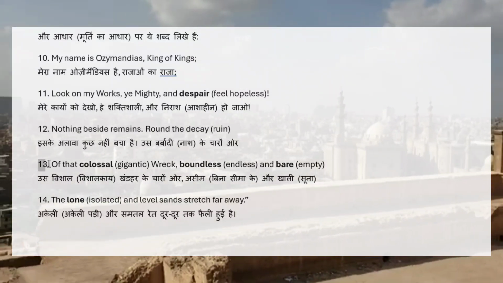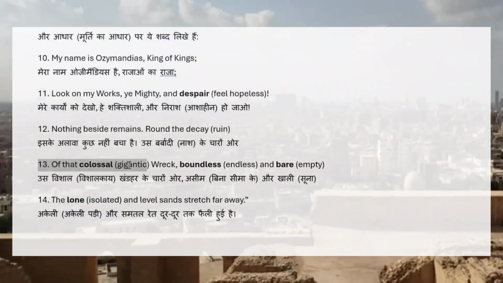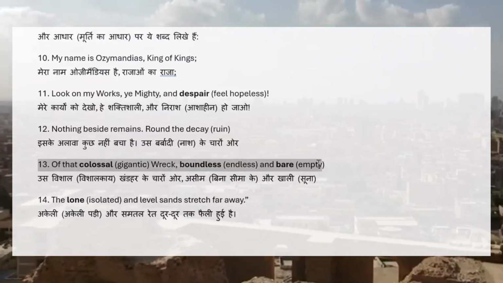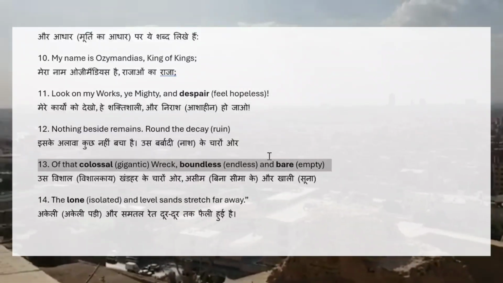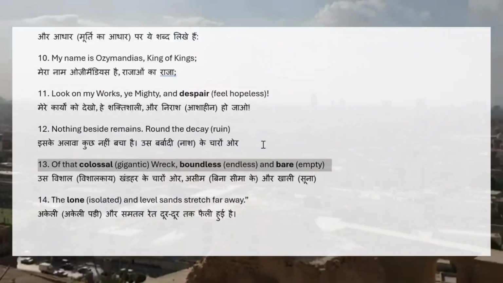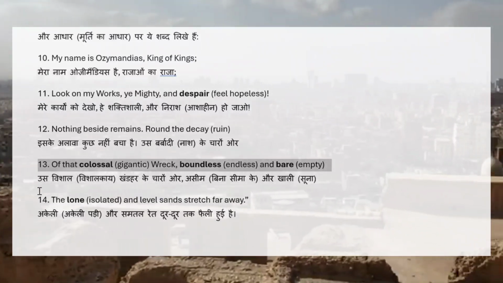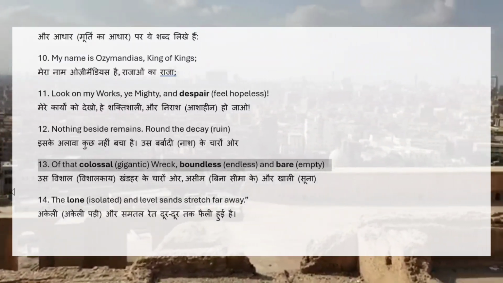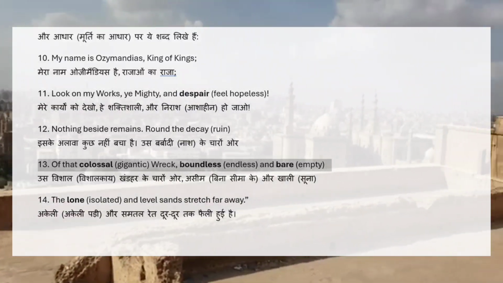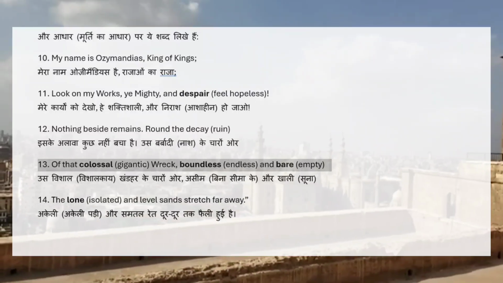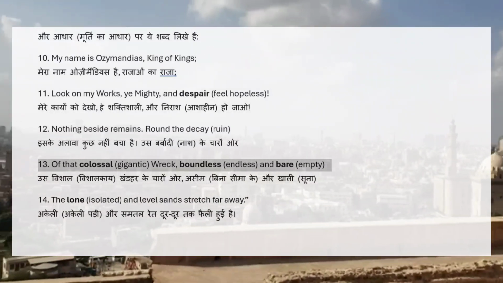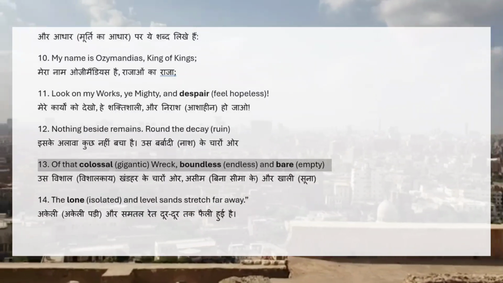Line number 13. Of that colossal wreck, boundless and bare. The colossal wreck means nothing but a massive ruined statue, now surrounded by boundless and bare, which is vast and empty desert, highlighting its isolation.